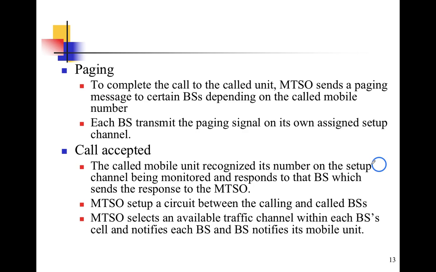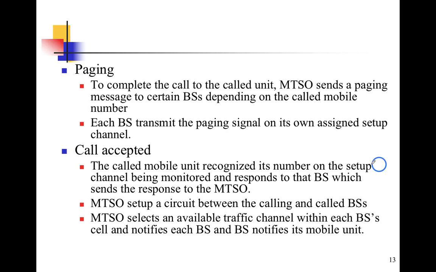When it comes to paging, paging is when you call someone in that particular area. For example, if you go to the supermarket, there will always be an announcement calling for supervisor 1, calling for supervisor 1. So that is what is called paging. To complete the call to the called unit, the MTSO sends a paging message to certain base stations depending on the called mobile number. So for example, the MTSO receives a request for a call to a particular mobile phone or particular device.